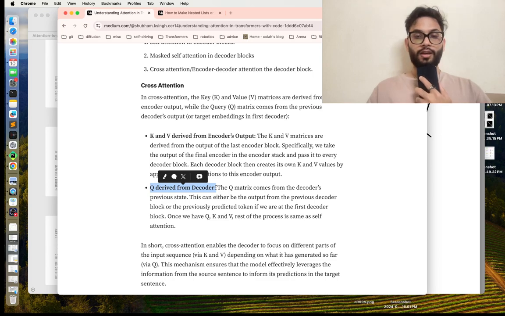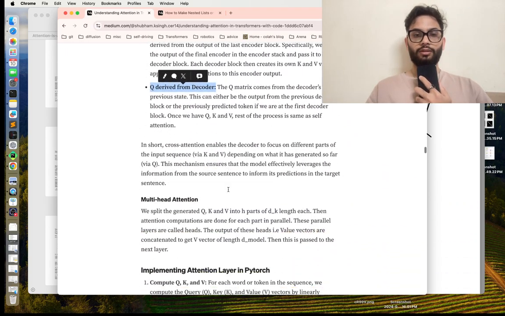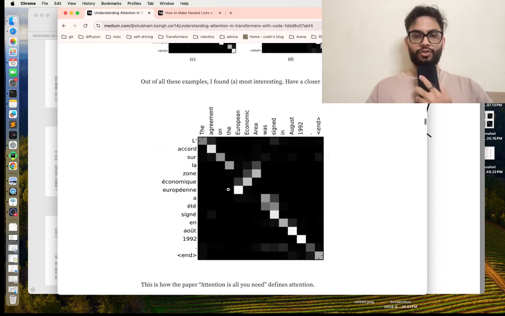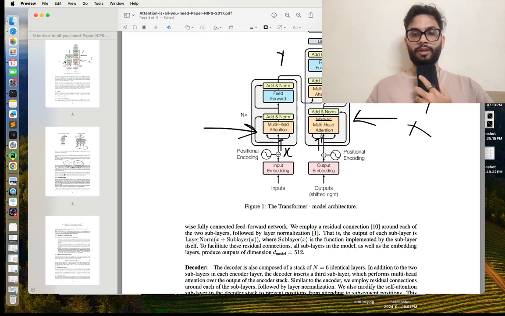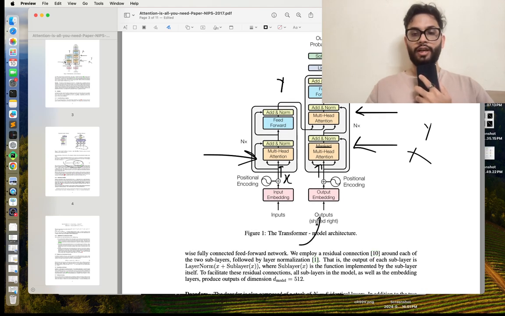Why? The intuition: let's say you're trying to translate from English to French. This is the English sentence, and this is French. The source is English, the target is French, and we get Q from the target. In the decoder we input the target embeddings. So if I'm trying to convert English to French, I'll input English here, and I'll input French here.